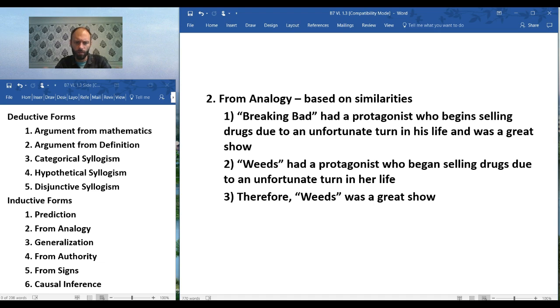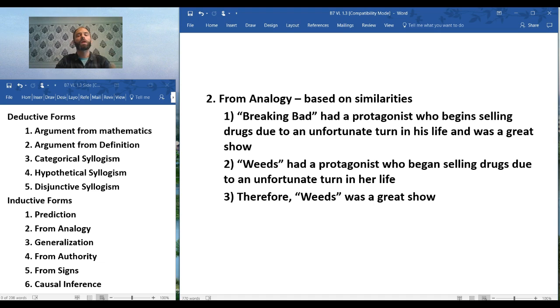So take the following example. Breaking Bad had a protagonist who begins selling drugs due to an unfortunate turn in his life. And Breaking Bad was a great show. The show Weeds had a protagonist who began selling drugs due to an unfortunate turn in her life. Therefore, Weeds was a great show.